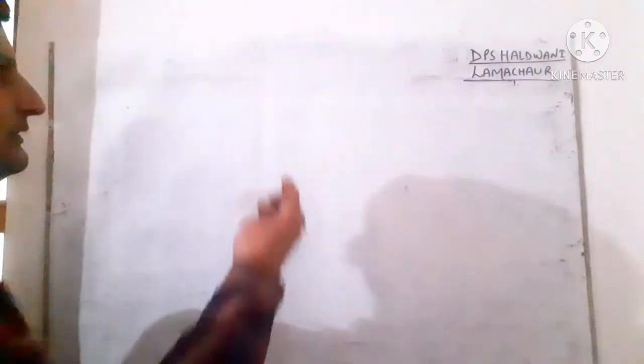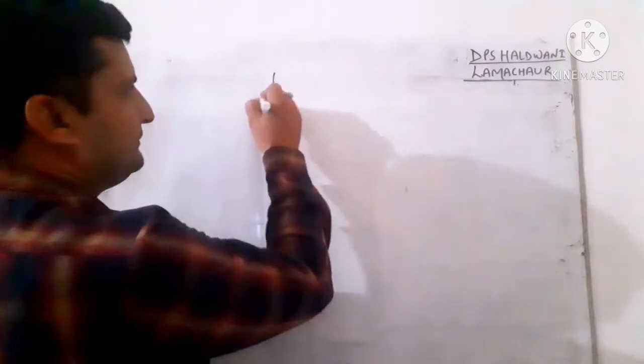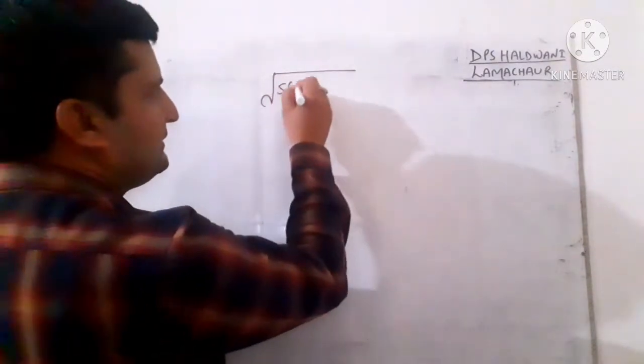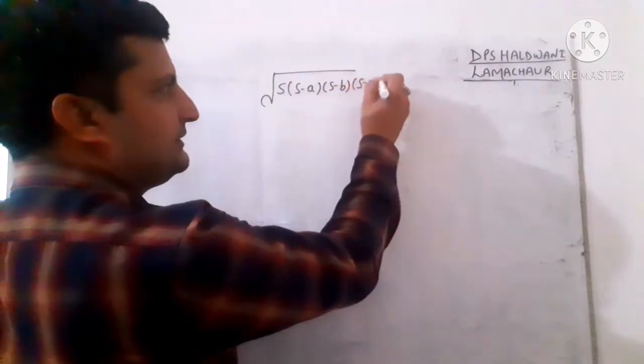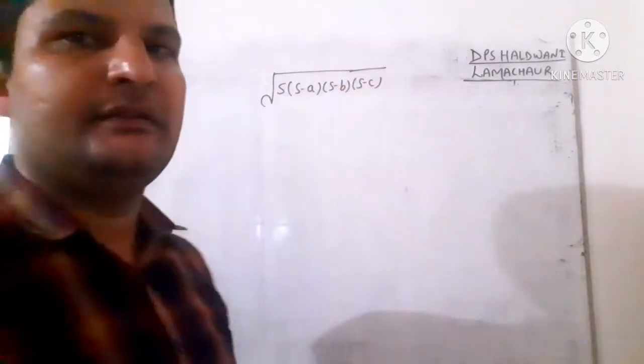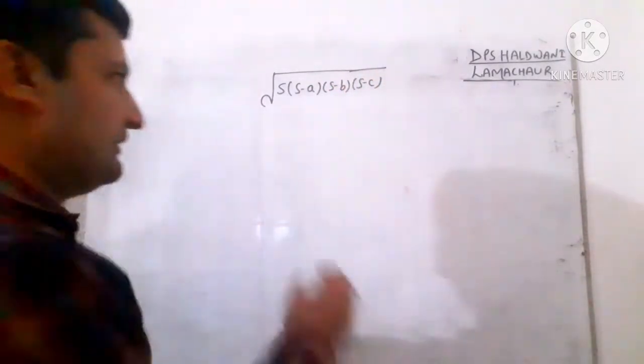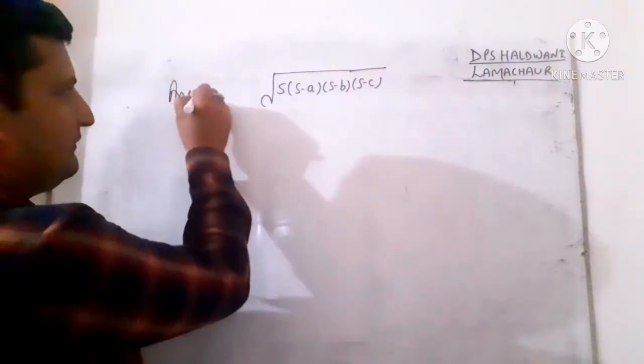The formula was, I think all of you know well, root of s(s minus a)(s minus b)(s minus c). This is the formula for finding the area of the triangle, students. You can write it here: area of a triangle.